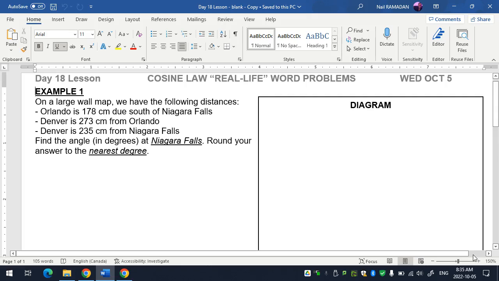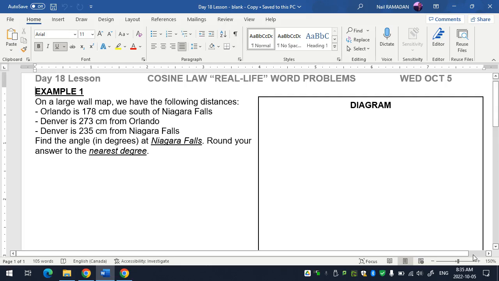Denver is somewhere on the map, but we know it's 273 centimeters from Orlando, and Denver is 235 centimeters from Niagara Falls. So find the angle at Niagara Falls, round your answer to the nearest degree. Okay, so we need to sketch a diagram. Okay, a triangle, I mean.